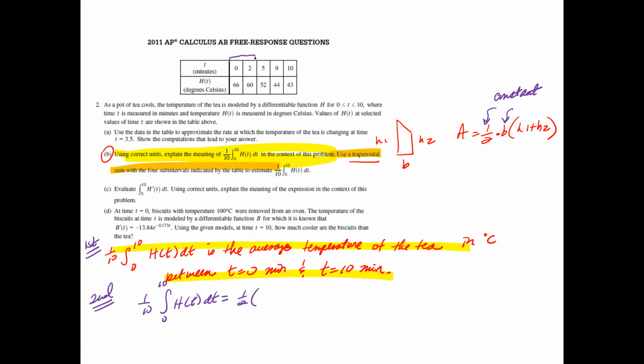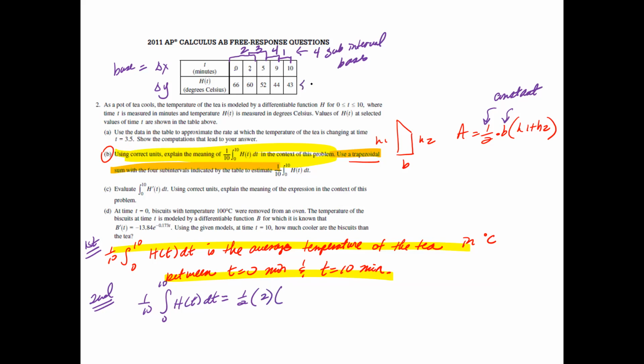Now, if you take a look at the first interval right here, the difference between 0 to 2, because remember, this is the change in y, this is the change in x. The x is going to be your base, so in between there's a 2. In between 2 and 5 is going to be a 3. In between 5 and 9 is a 4. In between 9 and 10 is a 1. So those are your 4 subinterval bases.